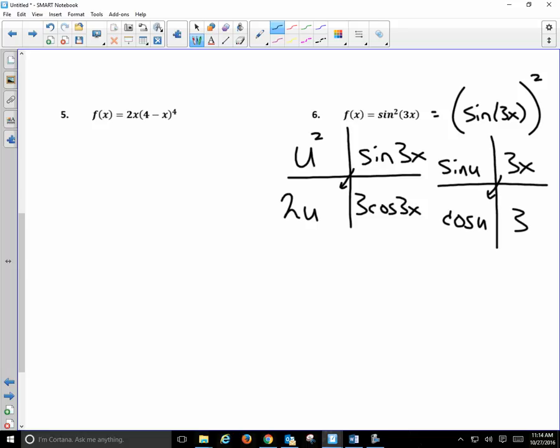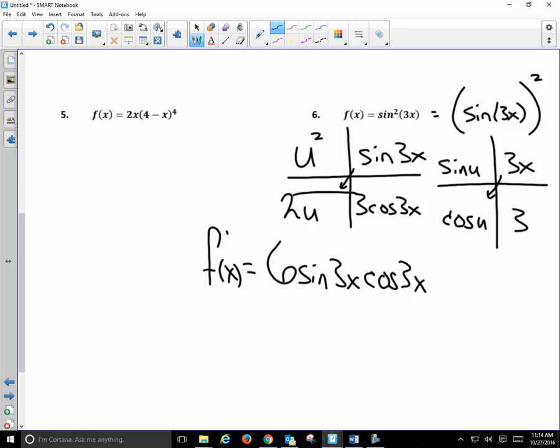So I used this to figure out this box right here. Now I multiply these together, and I'll get a 6, a sine of 3x, and a cosine of 3x. And that is f prime of x, my derivative. I multiply the 2 and the 3. I plug the u in, and I put the cosine after.